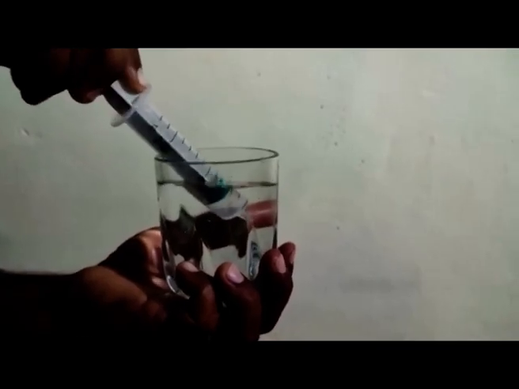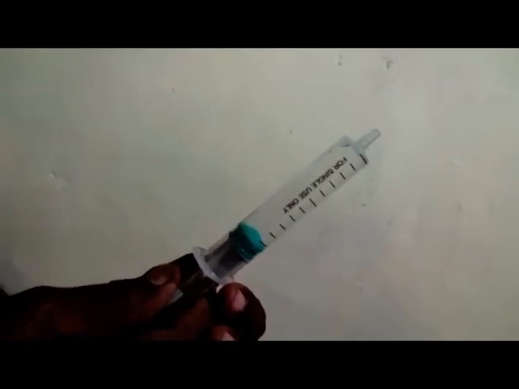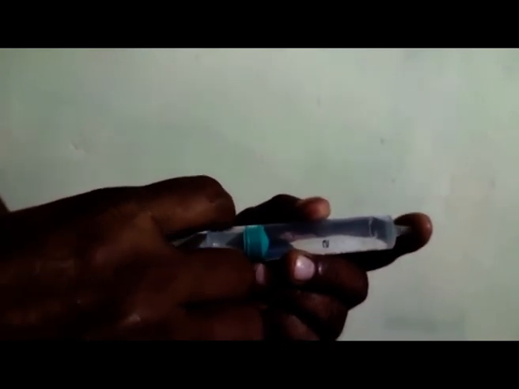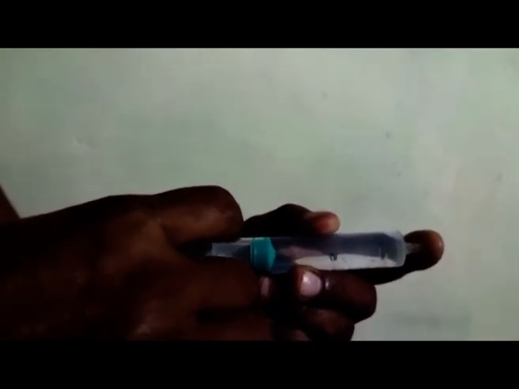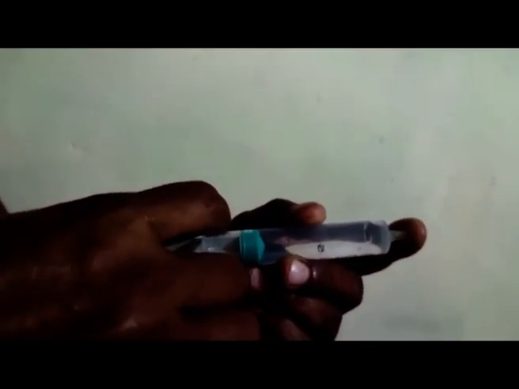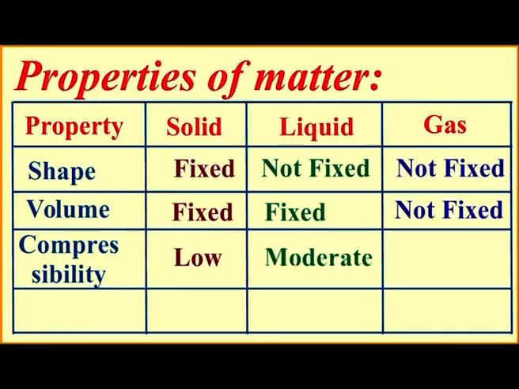Now suck some water into the syringe by pulling the piston back. Then close the nozzle of the syringe and press the piston inside the syringe. What do you observe, my dear children? The piston is moving hardly. That means the liquids have moderate compressibility.